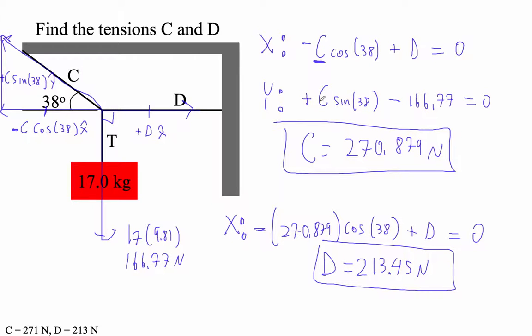Let's try this one. I'm going to do the same thing. I'm going to plug in the C, which is 270, sine 38 minus 166.77. That should be 0. And again, that's just a very, very small number, so it's essentially 0. All right.